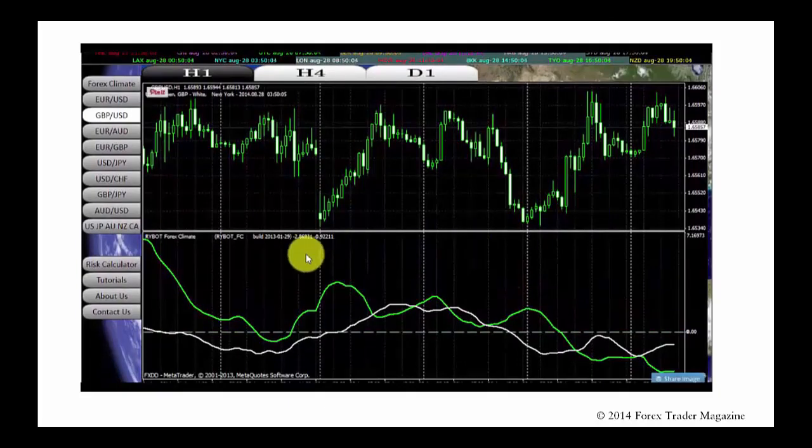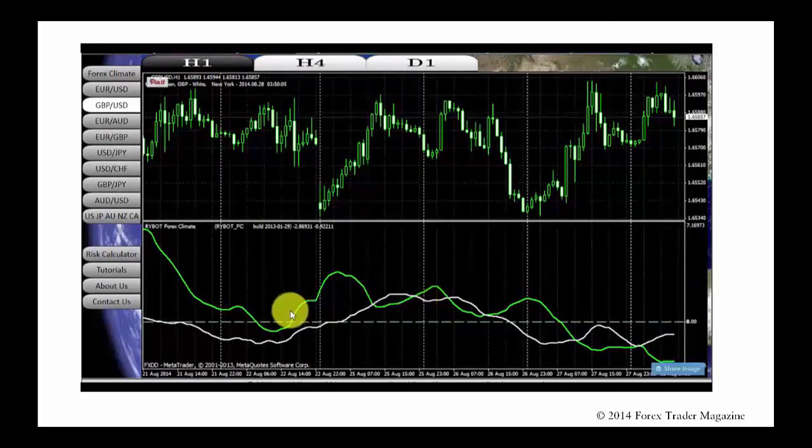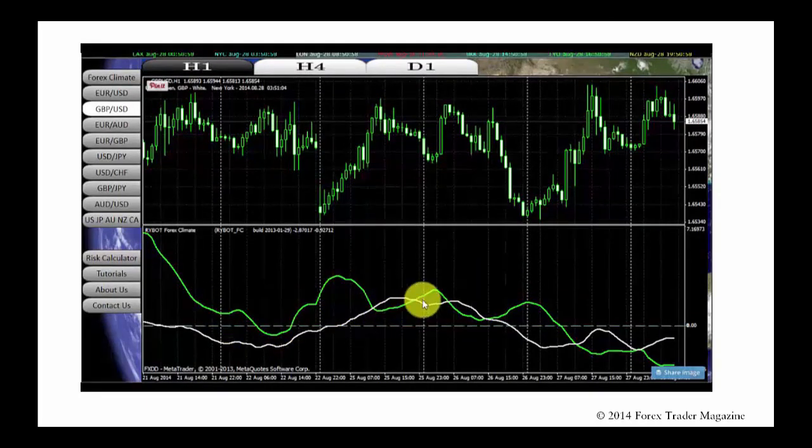So looking at the screen, first of all, we can see candlesticks, and they're exactly the same candlesticks as we would see on the MT4 trading platform. We've got 1 hour, 4 hours and 1 day views, and we're currently in the 1 hour view. And towards the lower half of the screen, we've also got these two lines. The green line is the US dollar, and the white line on this chart is the UK pound, the GBP.